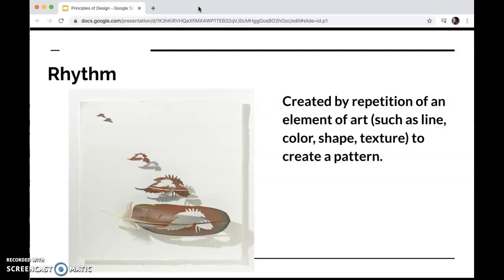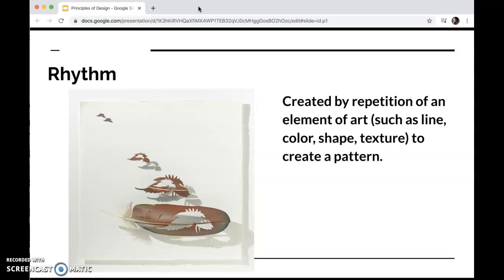Next one we're going to talk about is something called rhythm. So rhythm is created by repetition of something that repeats over and over again. In this example, we have that same bird shape that is cut out from this feather, and it's repeated over and over again. You can create rhythm by having the same thing repeated, like something that's the same color or shape or texture. But a lot of times it has to do with the spacing between things.